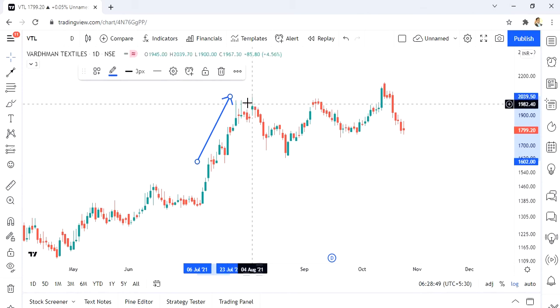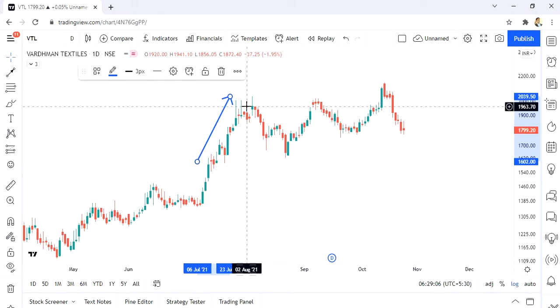This is the level where the buyers are not powerful and the sellers are powerful. The sellers dominated from this level. That's why you see the price fall. So I got my resistance level here.